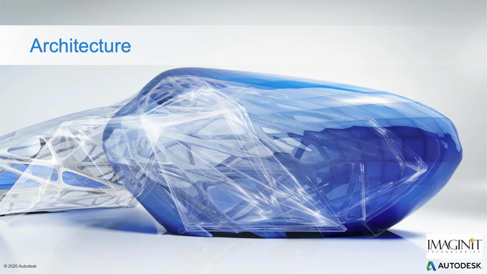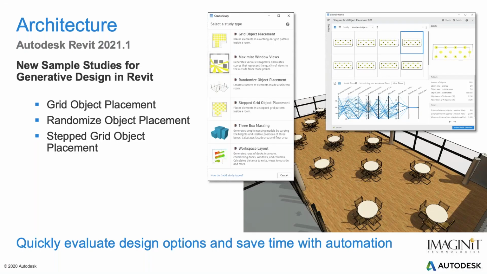Okay, so the new functions for architecture. Generative design is a design exploration process to quickly generate and evaluate high-performing design alternatives. In 2021, there are 3 new generative design sample studies. The first of these is going to be grid object placement study. This places elements in a rectangular grid pattern inside of a room.